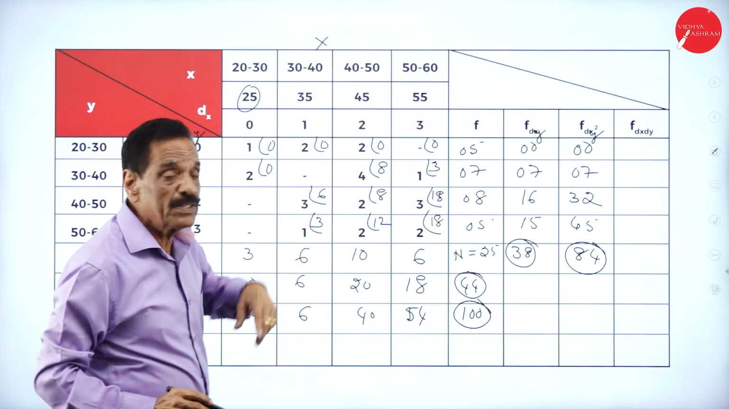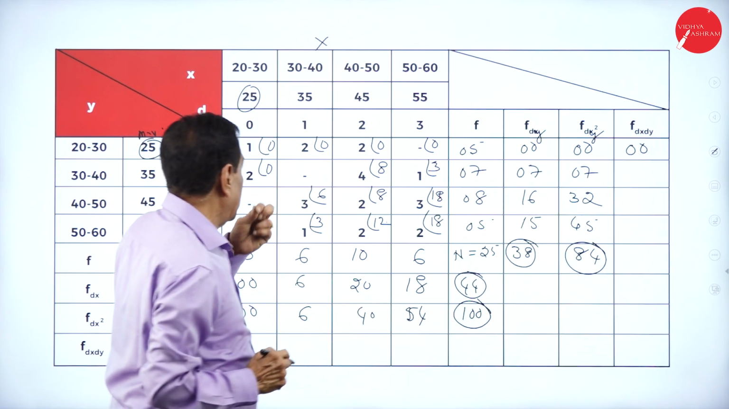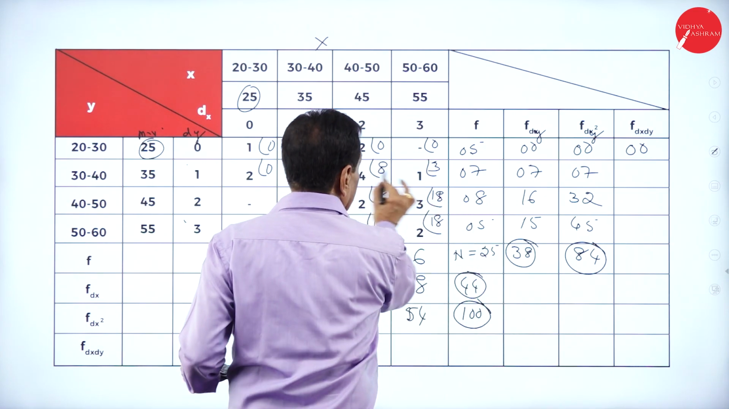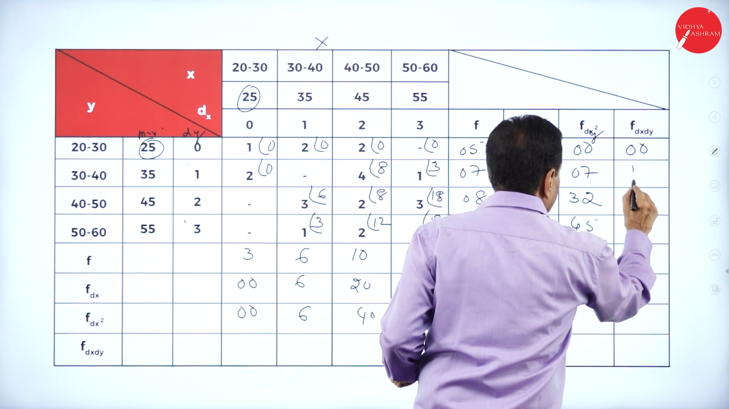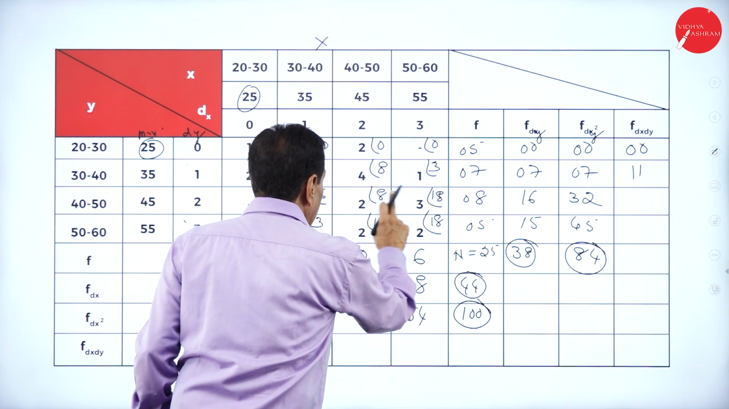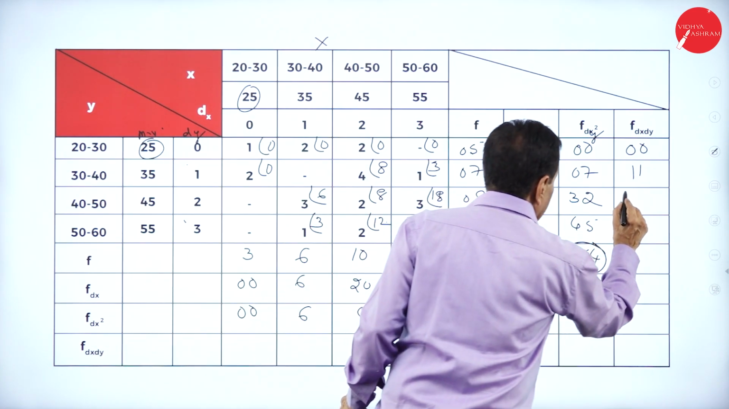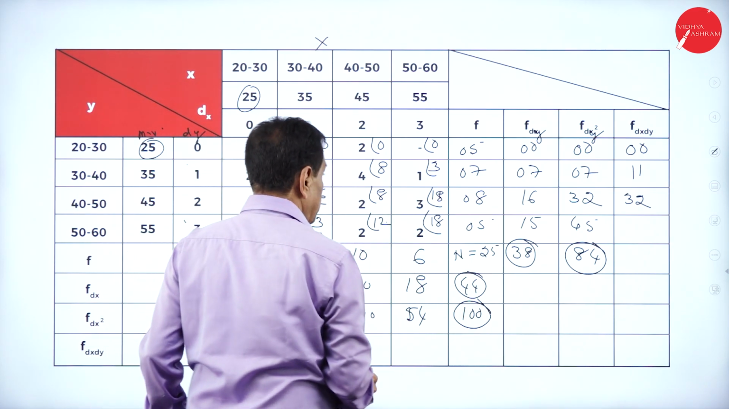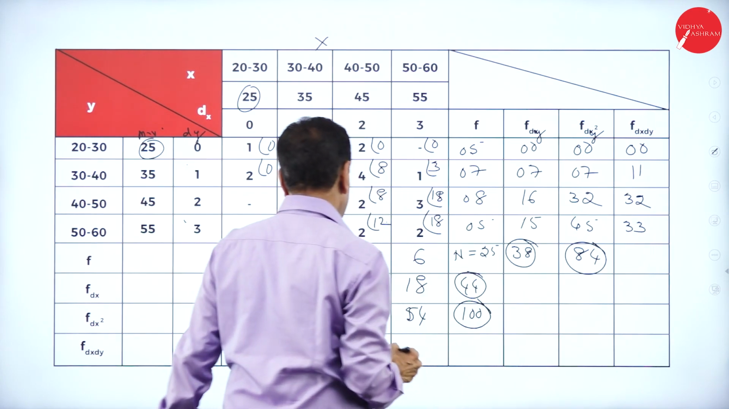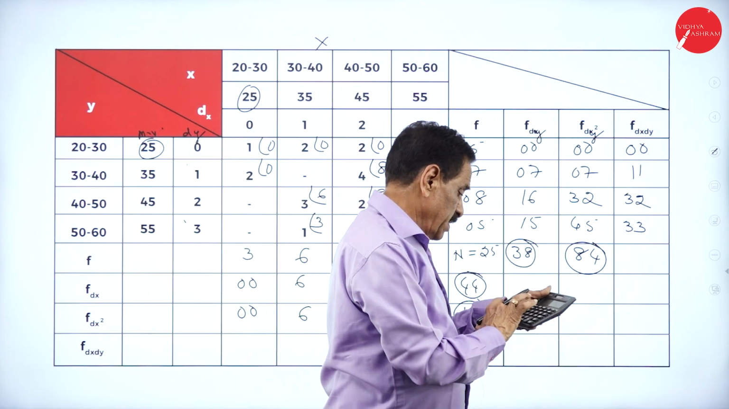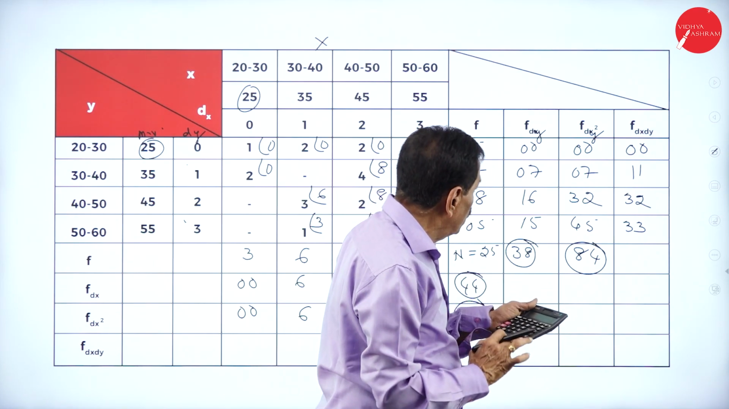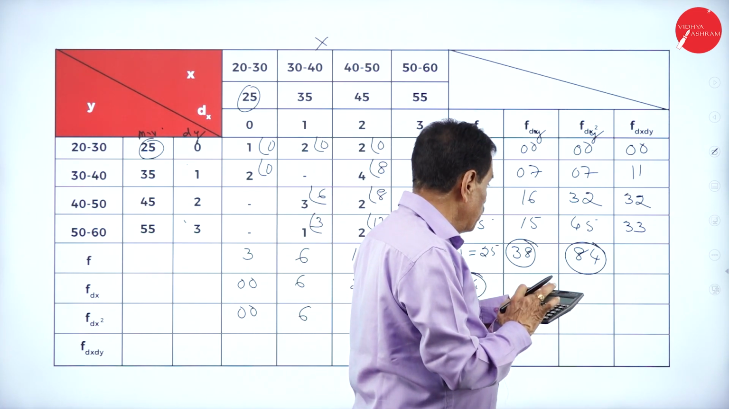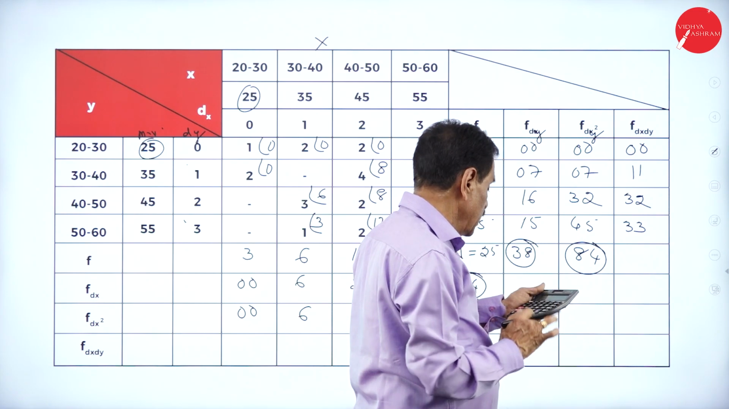What is the first box number? 0. What is the second box number? Roughly you can say 8 plus 3, 11. Third box number: 18, 8, 26, 6, 32. Then the last box: 18, 20, 30, 33. Then add the numbers: 11 plus 32 plus 33 is 76.